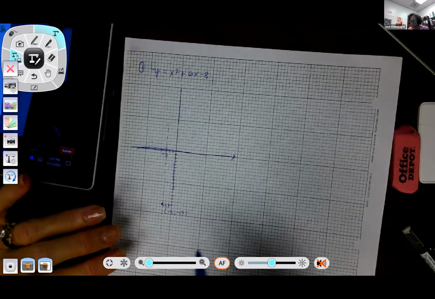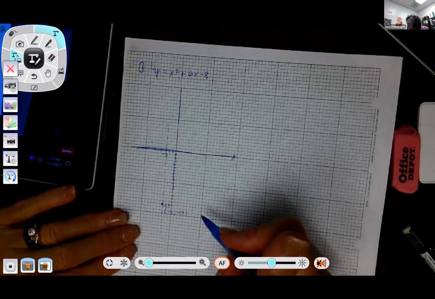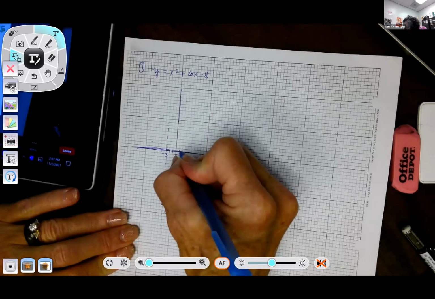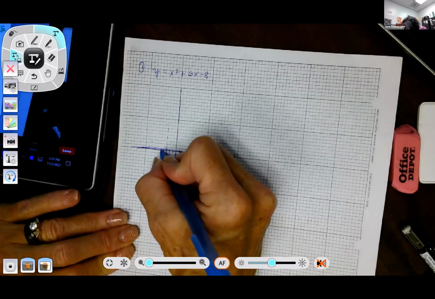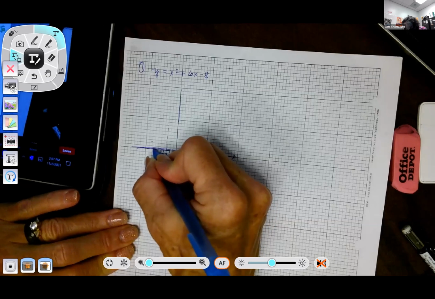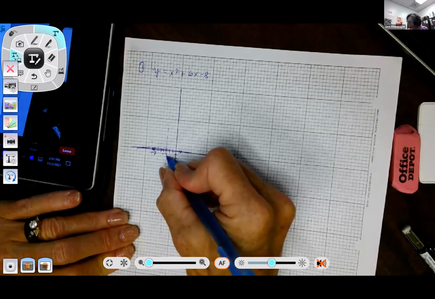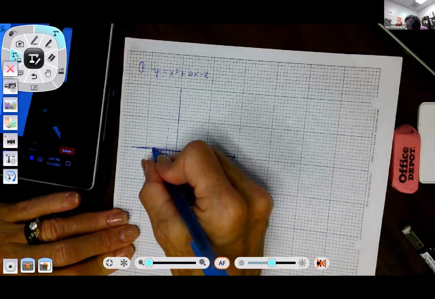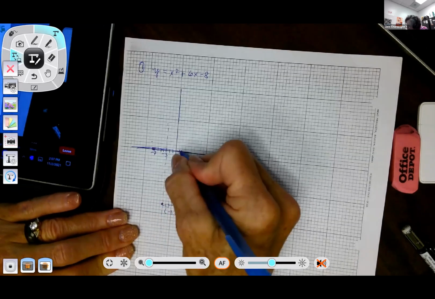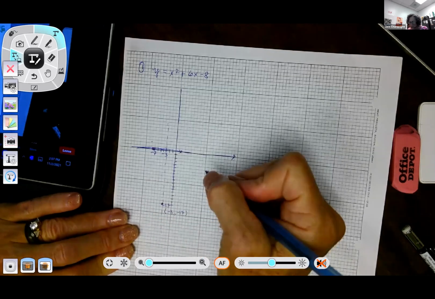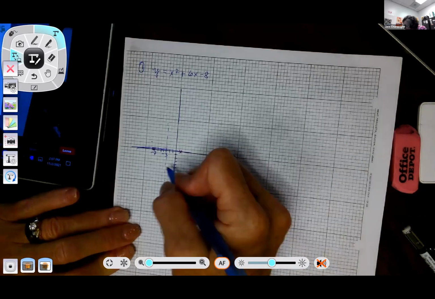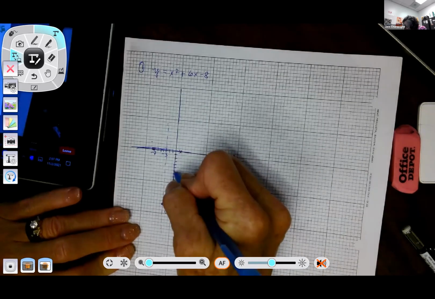The x-intercepts were approximately 1 point something, 1.123, and -7.123, right? Basically -3 plus or minus the square root of 17, right? So symmetric around that axis. The y-intercept was 0, -8, 2, 4, 6, 8, right there.